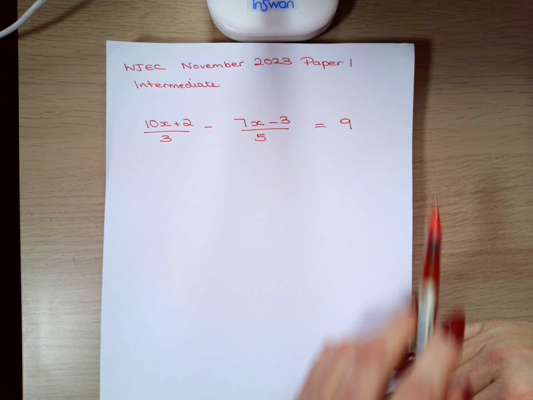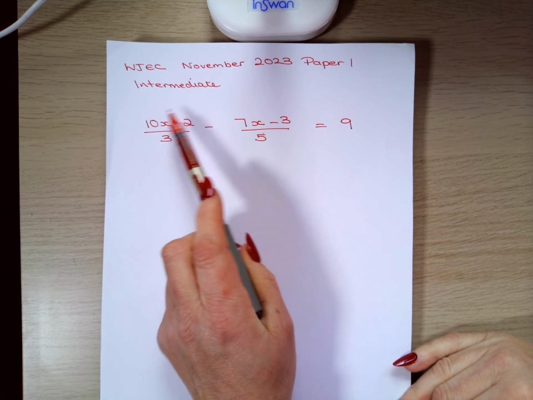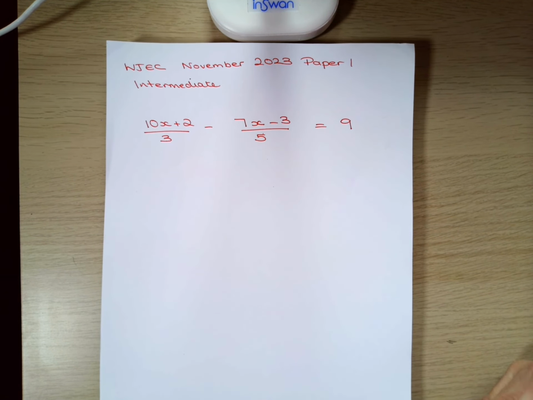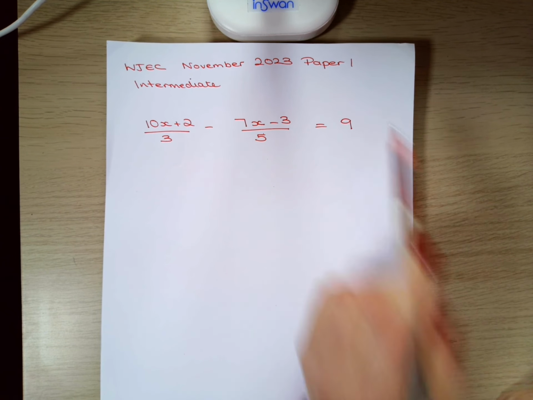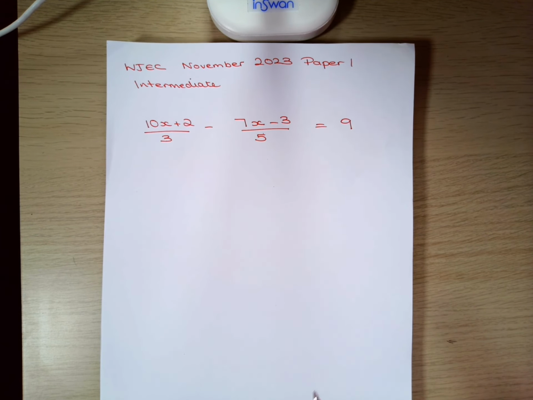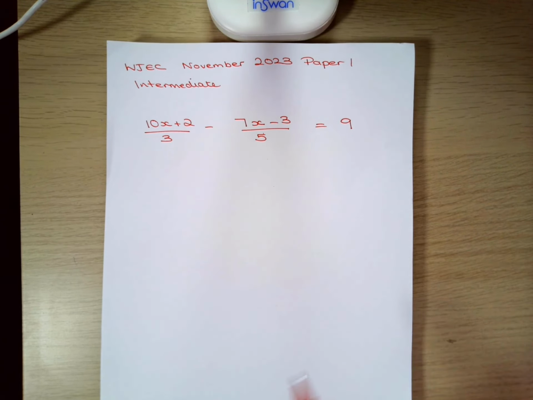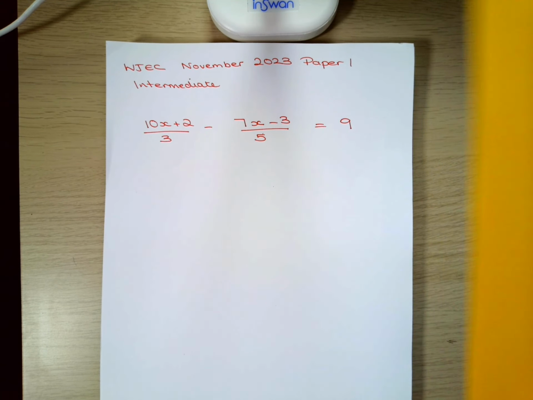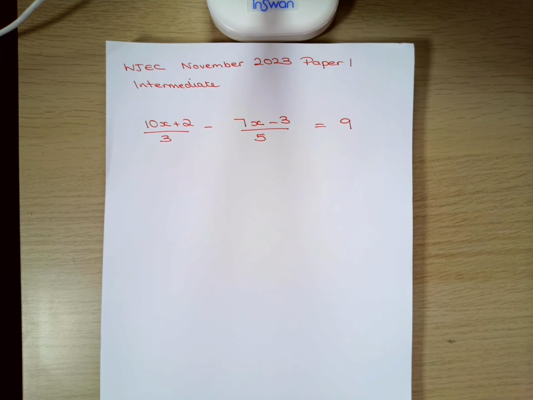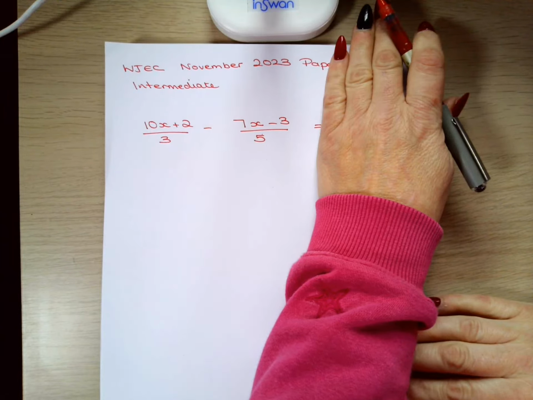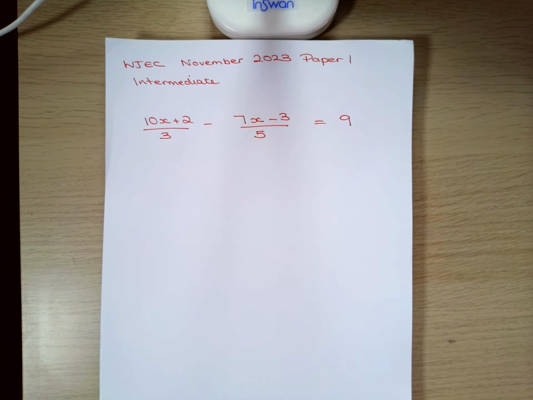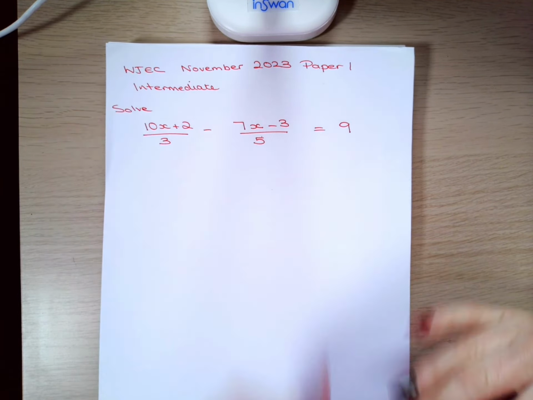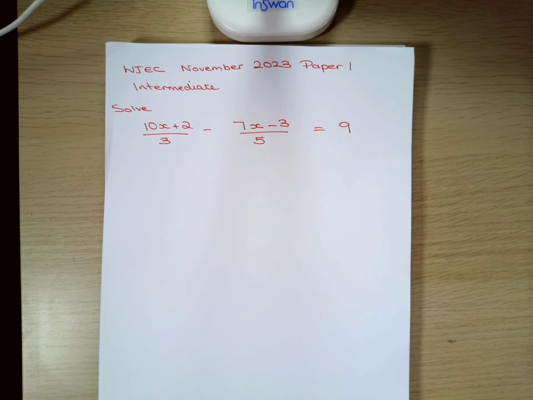What have we got here? Well, we've got a fraction taking away another fraction, and then we're told that that's equal to 9. Right now, just totally ignore that equals 9. It is there, but in terms of deciding what steps to do initially, just ignore that and let's just look at these. Sorry, I didn't make that clear. The question was solve this.